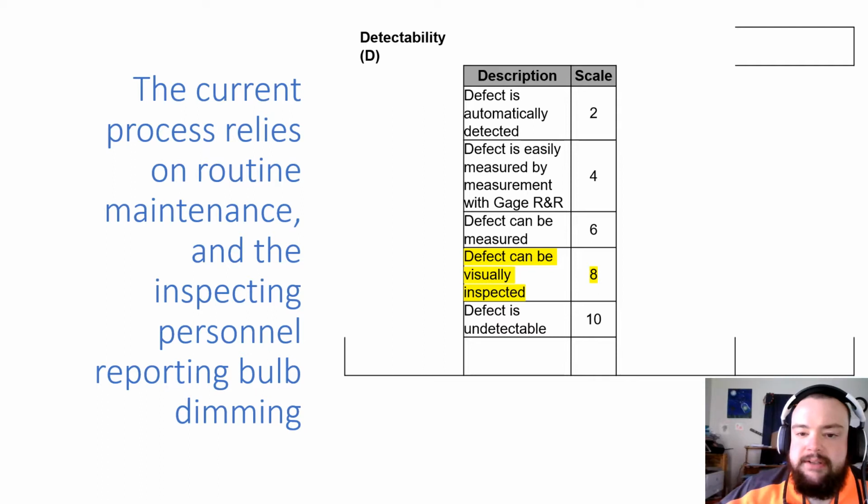For detectability, or how this particular failure is discovered, the current process is just going to rely on routine maintenance and calibration and reports from the inspecting personnel. So because this is something that can be visually inspected, the personnel can look at the backlight and say, gee, this is not very bright today. It is something that is going to be a visual inspection, and that gives us a scale of 8.